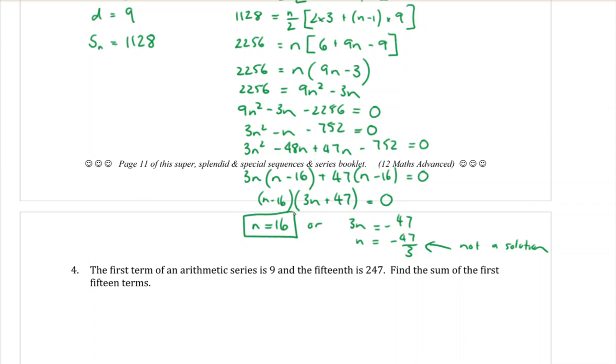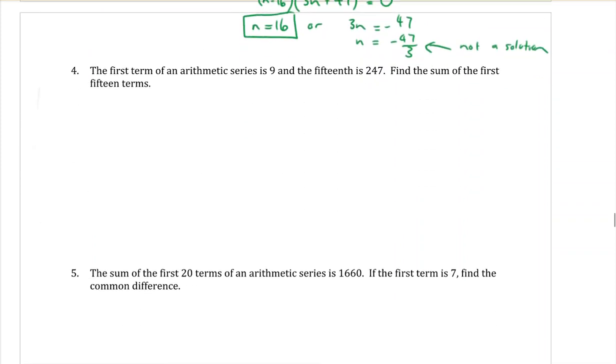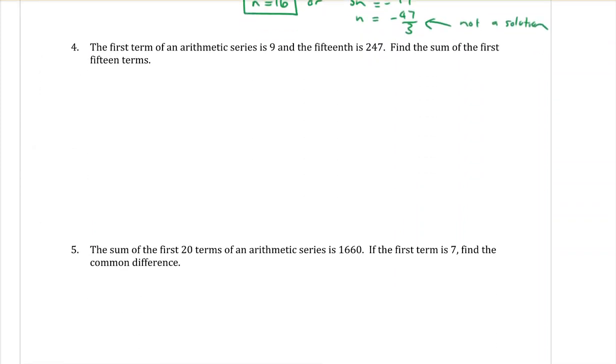All right, we've got to keep moving. Question 4. We might have to continue this tomorrow after all. We've got the first term of an arithmetic series is 9 and the 15th term is 247. Find the sum of the first 15 terms. So it tells us first term, so that's A, that's 9. And the 15th term, so T15, is equal to 247.